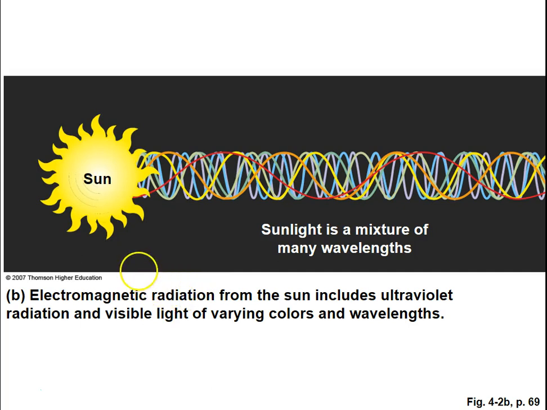Okay, so here we see in this diagram we have the sun and then just a wide array of different wavelengths of energy that are coming off of the sun, and many of those wavelengths are going to be blocked by our atmosphere and never reach the surface of the Earth. It's primarily visible light that reaches the surface of the Earth.